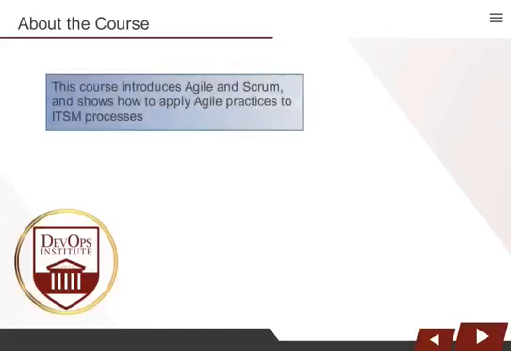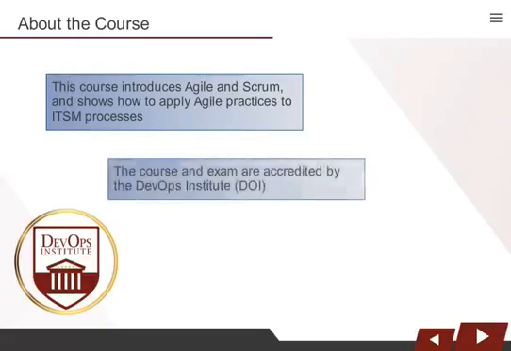By the time you complete this course, you'll have an introductory knowledge of Agile and Scrum from both the product and process perspective, and you'll understand how to apply Agile practices to IT service management process design and improvement. This course and the associated certification exam are accredited by the DevOps Institute, or DOI.